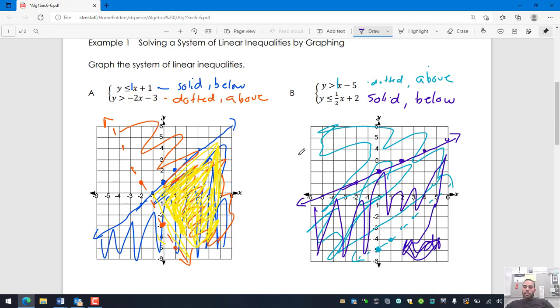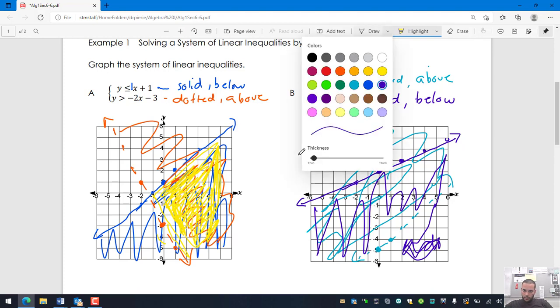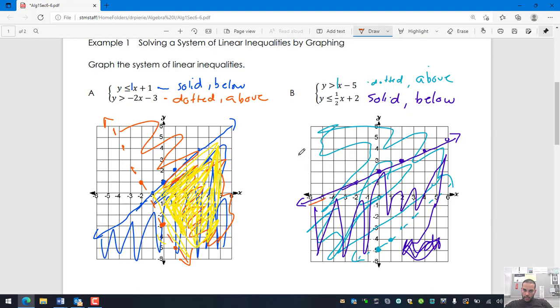But remember, what is my sweet spot? My sweet spot is only the place where the shades align. Anything that's underneath the blue line, switch to red now. Anything that's underneath the blue line, but above the turquoise line. This is my sweet spot right here. So I'll make this super, super clear. Kind of messy. But any point that falls in this red shaded area over here qualifies as my solution.